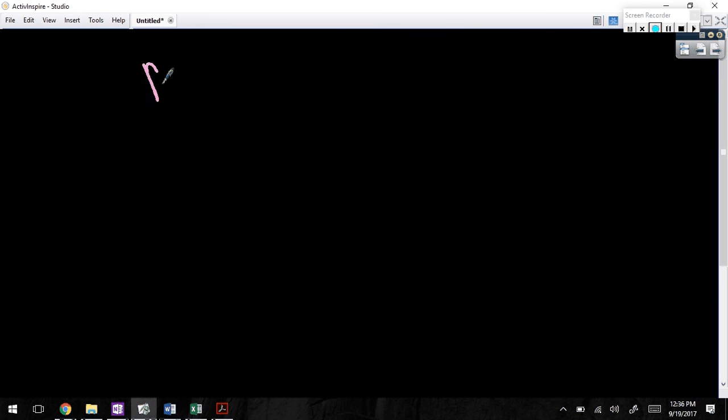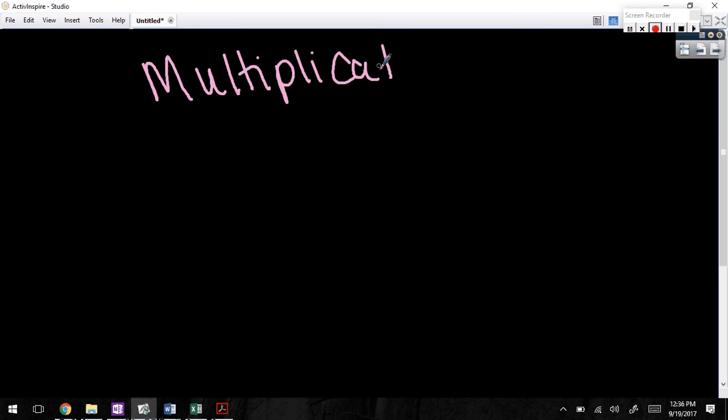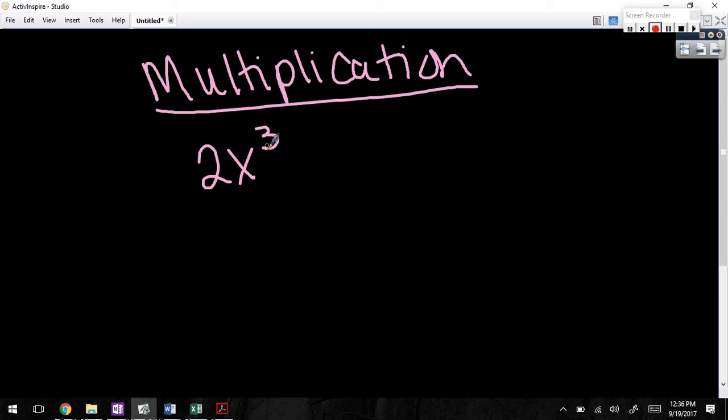Let's multiply. Before we actually multiply an entire polynomial by another polynomial, let's look at multiplying terms together first. If I asked you to multiply 2x to the third by 6x to the fifth, what do you do? Multiplying. You add 3 and 5.